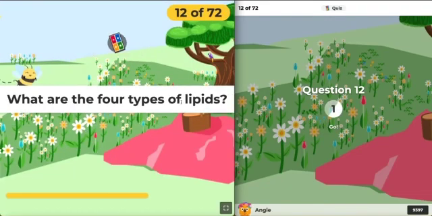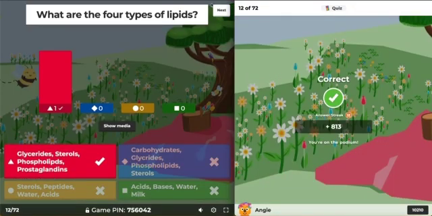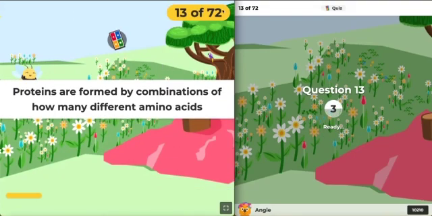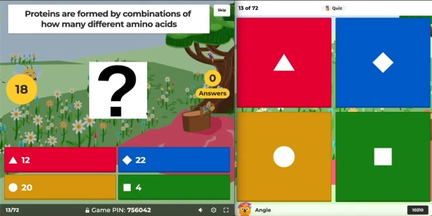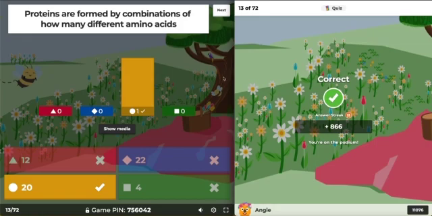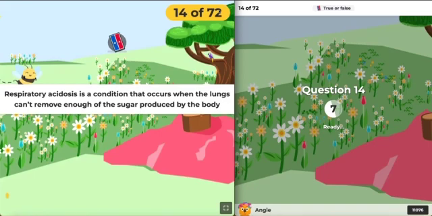What are the 4 types of lipids? The 4 types of lipids are glycerides, sterols, phospholipids, and prostaglandins. Proteins are formed by combinations of how many different amino acids? They're formed from about 20 amino acids. All of them are formed from 20.